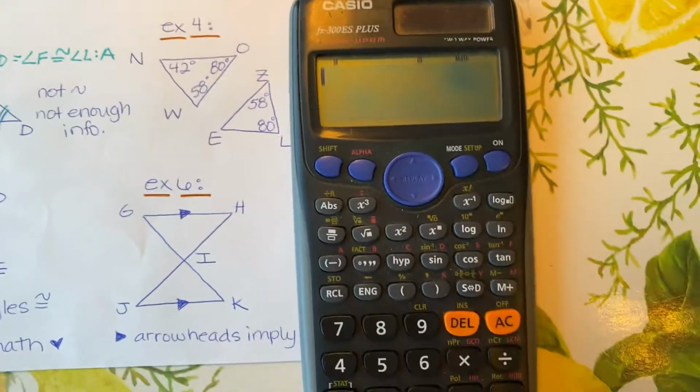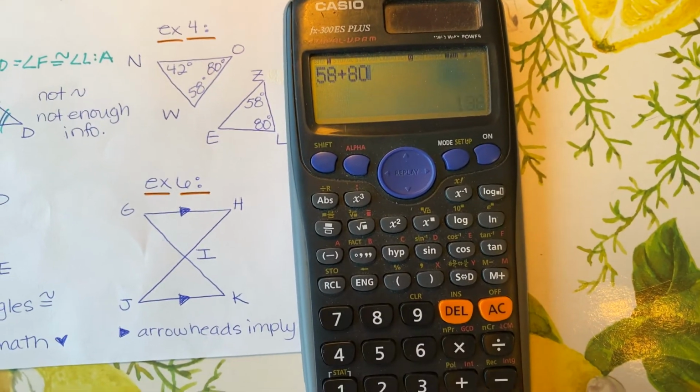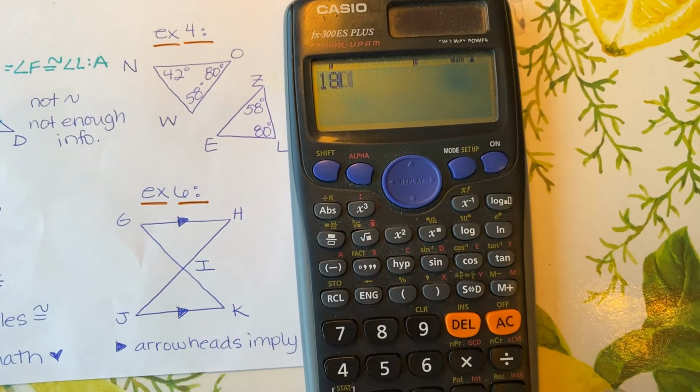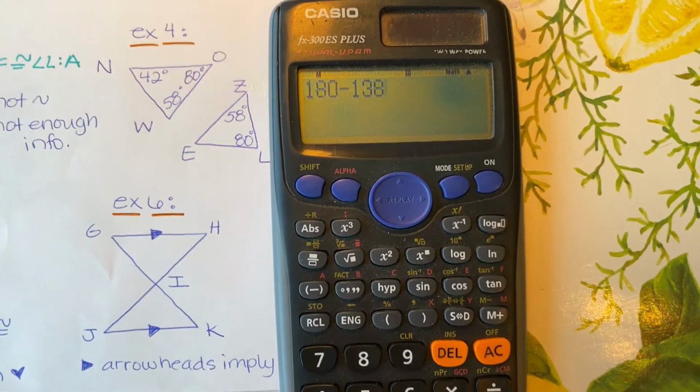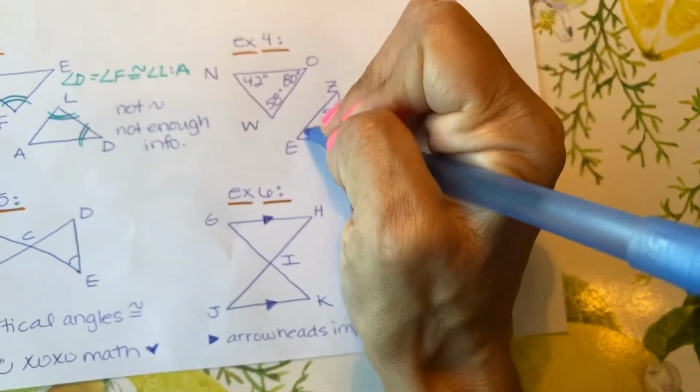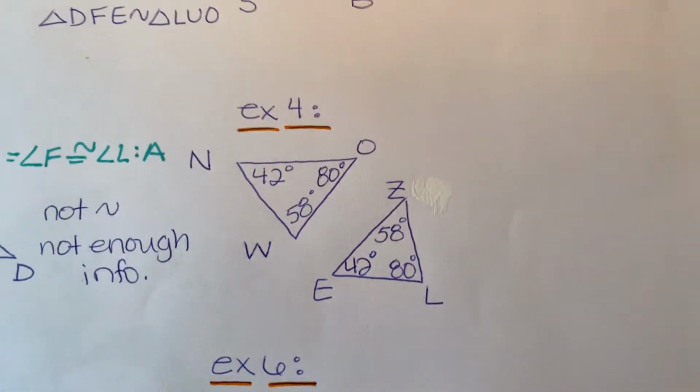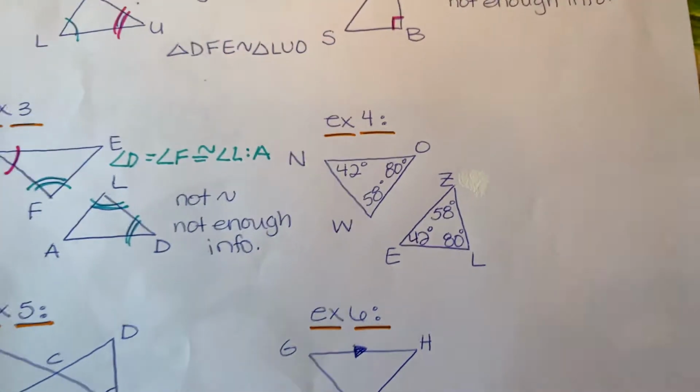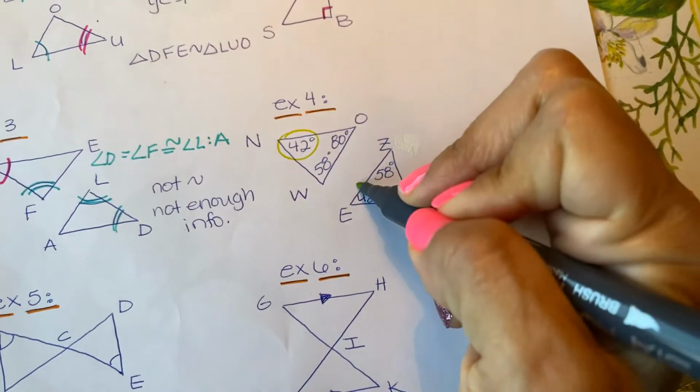58 plus 80 is 138. What's 180 minus 138, right? We're using the triangle sum theorem here, and this is 42 degrees. Okay, so now let's see if anything matches. All right, I have a 42 degrees and I have a 42 degrees.